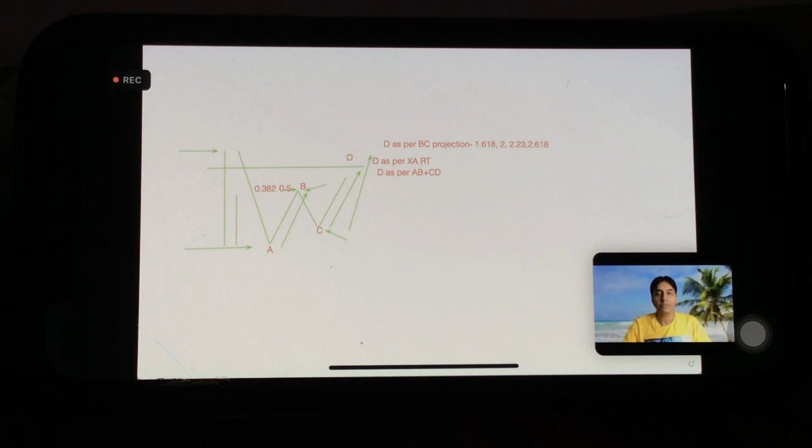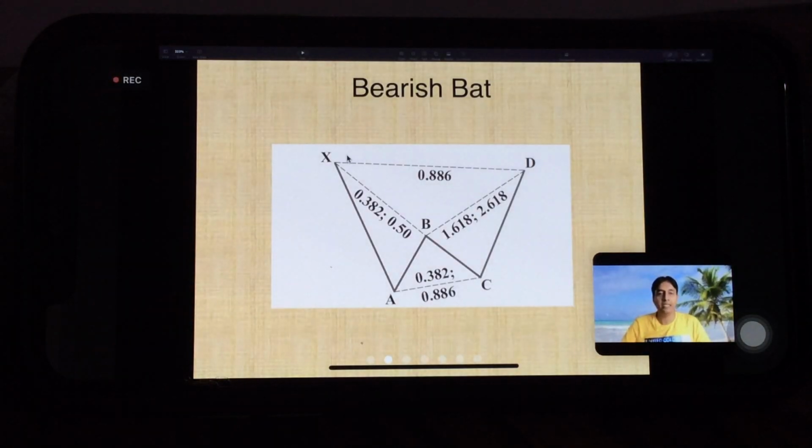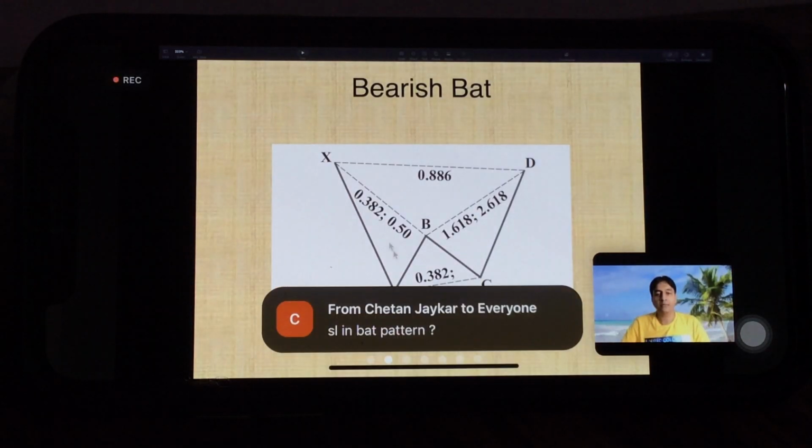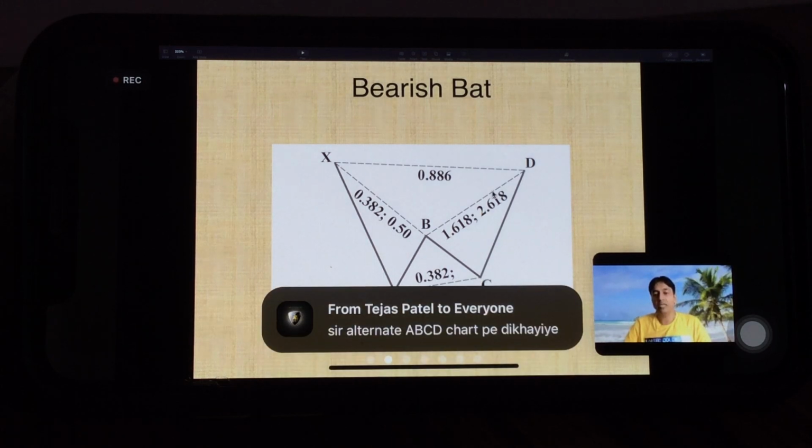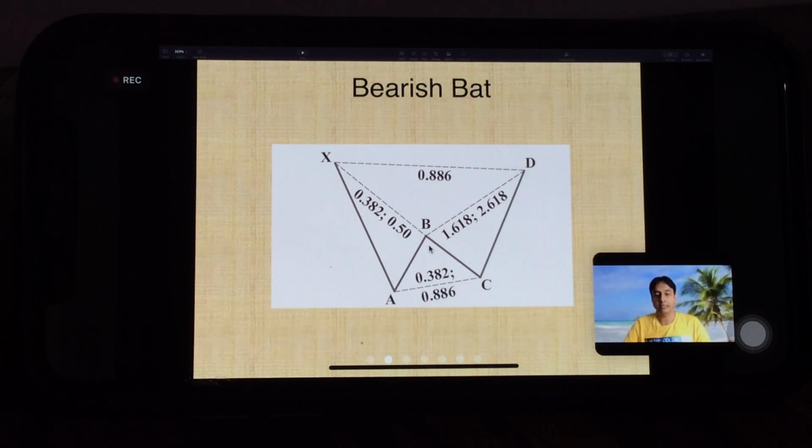Right, so we'll go to the slide, and here we can see X to A 0.382 or 0.5. B point will be from X to A retracement, then D point will be at 0.886 of XA. Then AB equal to CD. In that it's usually जितना AB है 1.27. Right, 1.27 will be CD. जितना AB है, अगर AB 100 है, तो you have to multiply it by 1.27. So you will get that level.